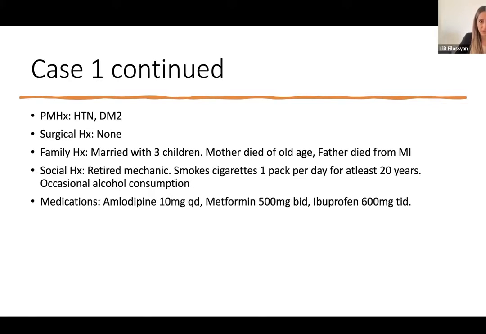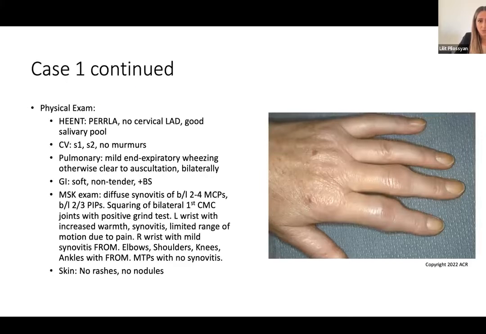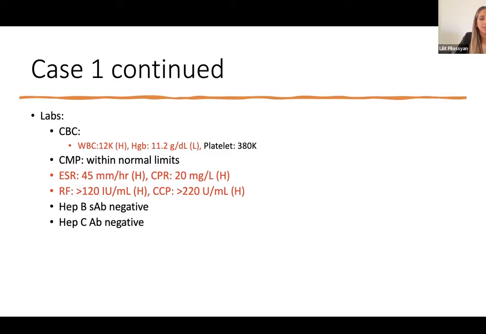with occasional alcohol consumption. His exam is most notable for his MSK exam: diffuse synovitis of his bilateral 2nd through 4th MCPs and his PIPs. He has some scoring of his bilateral 1st CMC joints, and also left wrist with synovitis along with right wrist with mild synovitis. Otherwise, the rest of his joints look okay. He has no rashes, no nodules. His labs show a mild leukocytosis of 12,000, anemia with hemoglobin of 11.2, an elevated sedimentation rate of 45 and an elevated CRP of 20. Definite high titers of rheumatoid factor and CCP antibodies. His viral hepatitis antibodies were both negative.